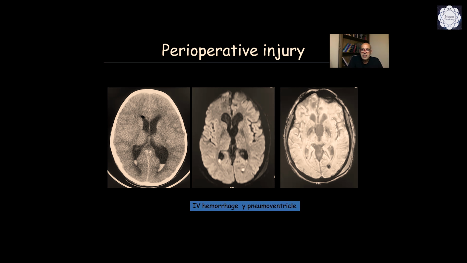But the problem is when we have to diagnose on MR, because on MR, these collections of blood may have restriction, and this restriction may be confused with pus. So the solution is to look at other sequences such as SWI and T1, to realize that this content is blood and not pus.